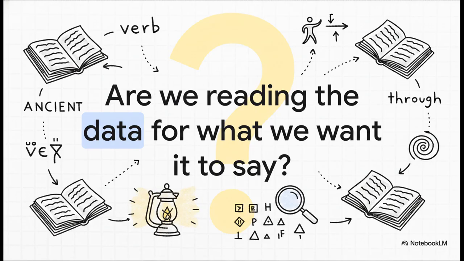And that leaves us with a critical thought to close on. Throughout this entire explainer, we've stripped away assumptions to look closely at verbs, prepositions, and ancient idioms. So the ultimate question for you is, when examining ancient texts like Genesis, are we strictly reading the data for what it actually says, or are we reading it for what we desperately want it to say? The textual data is rich, but it demands our total honesty.